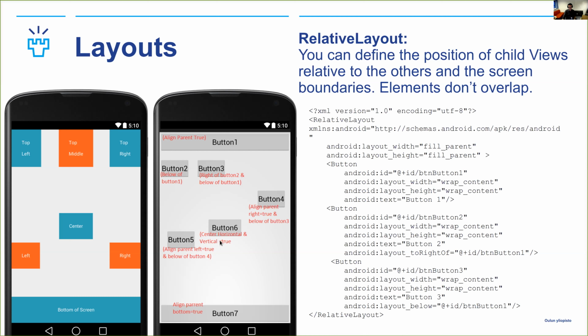And so, for example, if we have button 6, it says here, okay, center horizontally and vertically. And button 7, for example, says align parent to the bottom. And so no matter what orientation you have your phone, whether it's landscape or portrait, it will always keep that button at the bottom of the screen. So you can think about this like this.